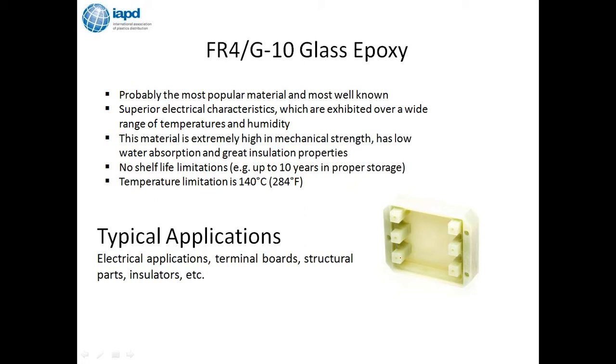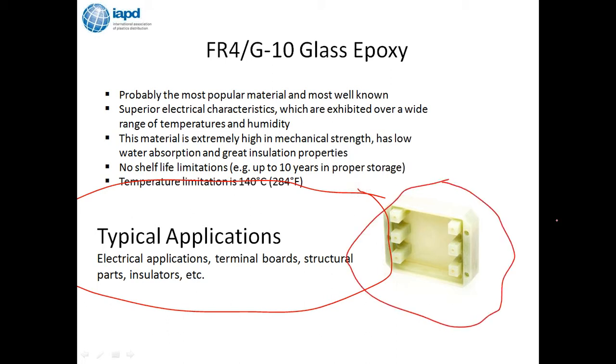One thing you might want to keep in mind is there is no shelf life limitation, although we kind of recommend up to about 10 years in proper storage. And then the temperature on G10 goes up to about 284 degrees F. In the bottom left-hand corner, you'll see some typical applications for this material: terminal boards, structural parts, insulators, rollers, that type of thing. On the right-hand side is obviously a G10 part that's been made.